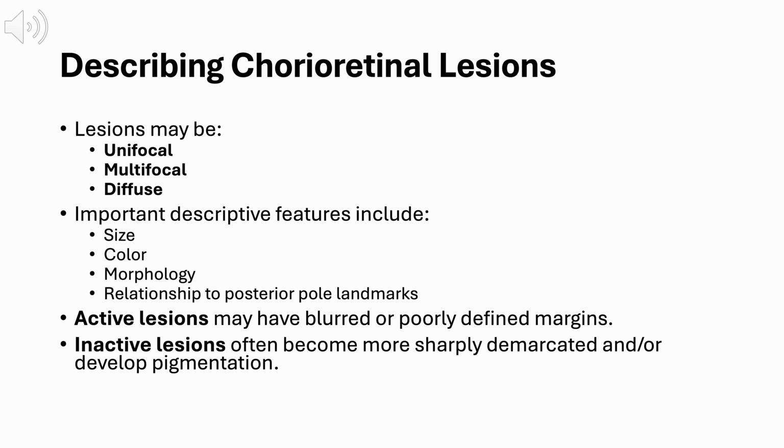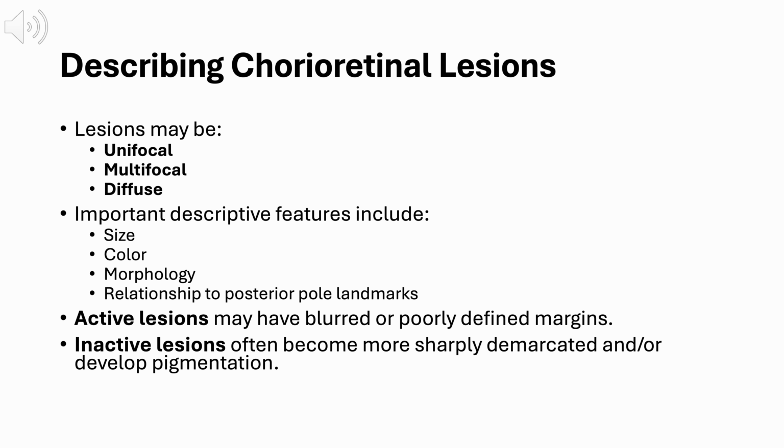Describing chorioretinal lesions precisely is one of the highest yield skills in uveitis because morphology often points to a specific disease. Start with distribution. Are the lesions unifocal, multifocal, or diffuse? Then note size, color, morphology, and their relationship to posterior pole landmarks like the disc and macula. And read activity from the margins. Active lesions tend to have blurred, poorly defined edges, while inactive lesions become sharply demarcated and often develop pigmentation. That active versus inactive read from the borders is something you'll use constantly to decide whether disease is currently smoldering or old and quiet.